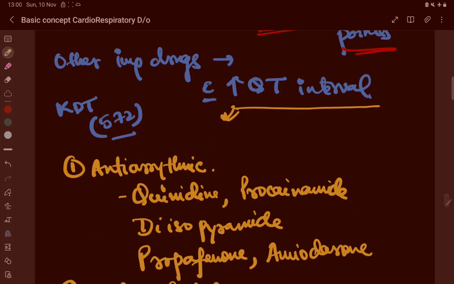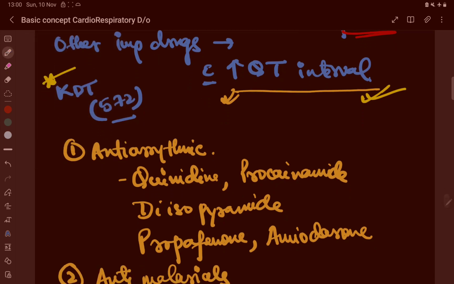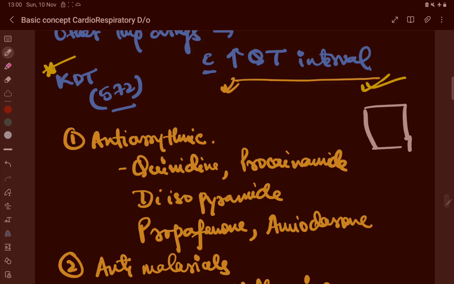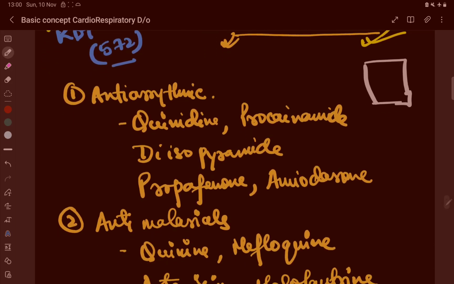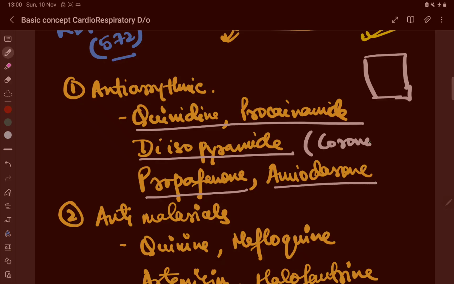Now it's very important, what are the drugs which cause an increase in the QT interval? It's present in your KDT book, where its classical table is given. So I have just upgraded the table. So in the antiarrhythmics, there is quinidine, procainamide, disopyramide, propafenone, amiodarone. Okay, disopyramide also causes coronary steal syndrome.